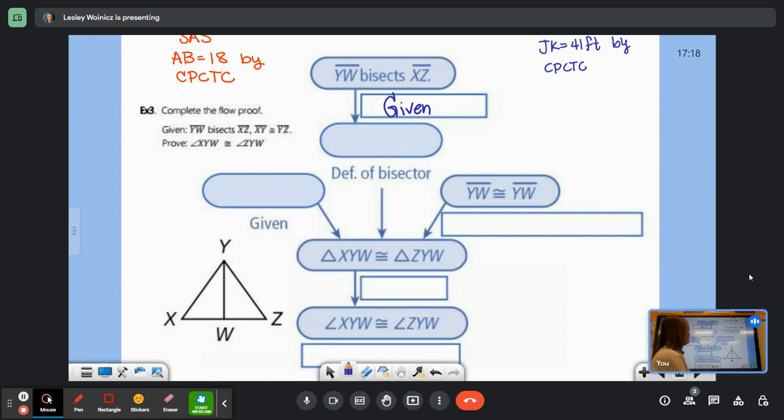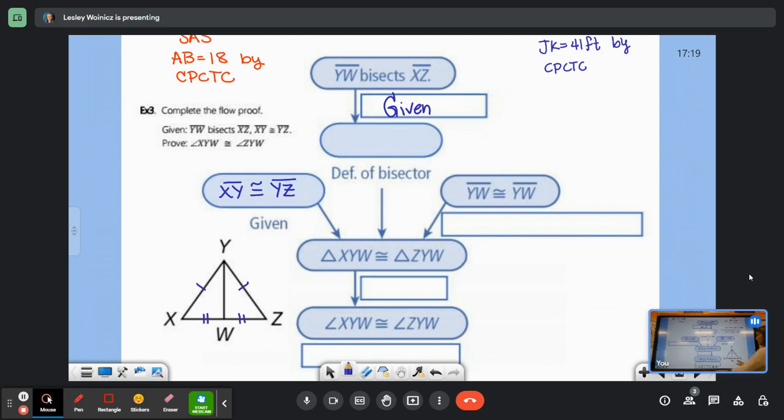What else was given to us? Well, we know that segment XY is congruent to segment YZ. Okay, that was given to us. So let's mark down all this given information. So XY is congruent to YZ. And we had that YW bisects XZ. Okay, so this one is congruent to that one.